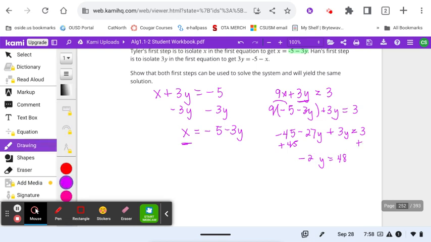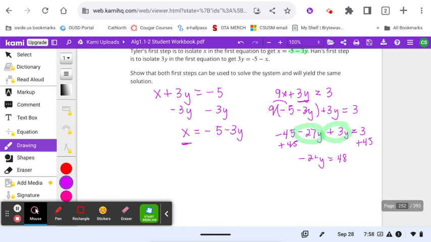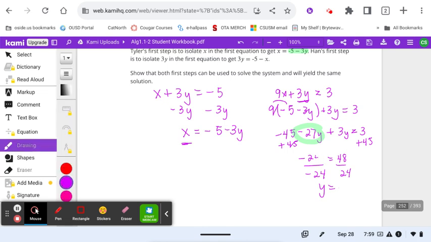Okay, now we're plusing 45 over there. We got our 48. And then where does this come from? -27 plus 3y. When I combine those like terms, I'm going to get -24. When I divide both sides by -24, I'm going to get -2. Now I take this -2 and plug it back into either equation in order to solve for x.